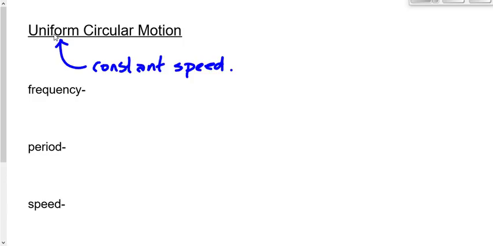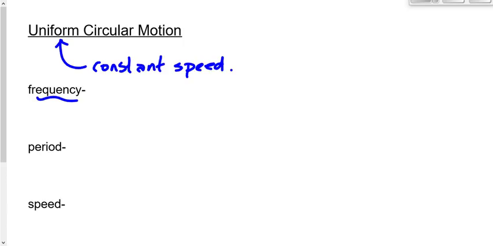What was frequency? A little reminder on what frequency is, the question that I asked. How frequently have you heard the word frequency? Frequency is what? If I talk about how frequently something happens, it's the number of revolutions or rotations per time.